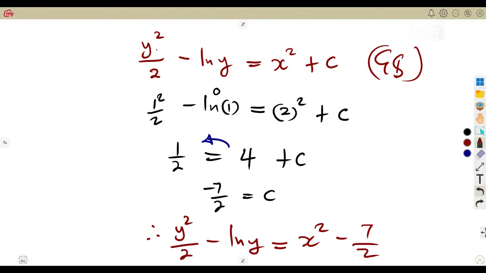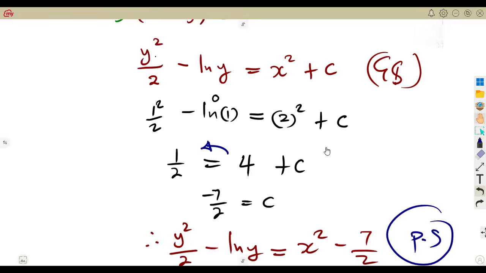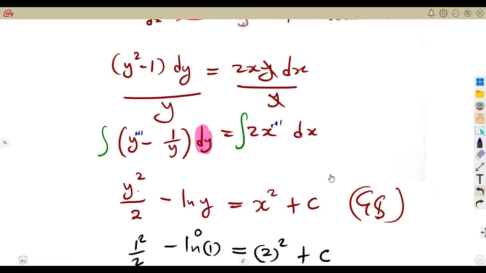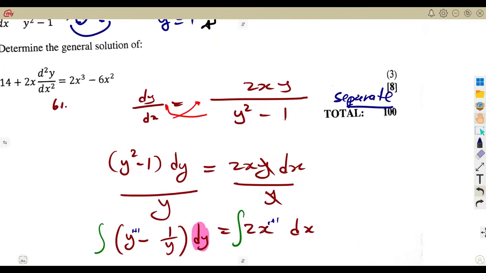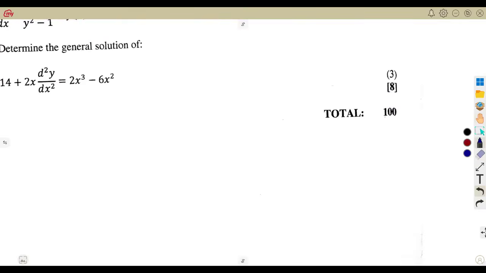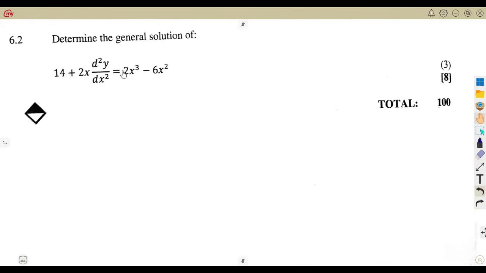You're done. The particular solution is the one that you are being asked for there. So these are the stages that you can take. Separating: try by all means to separate the given question, which is different when you've got the highest power of 2 like that. And on this question, it was just a mistake here.